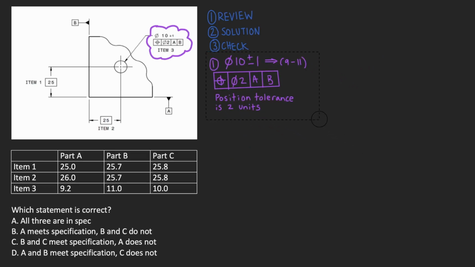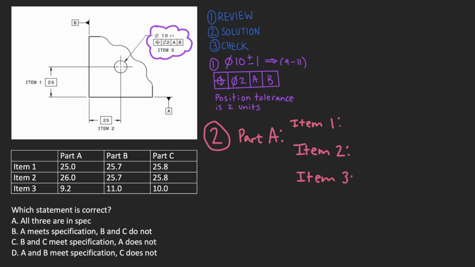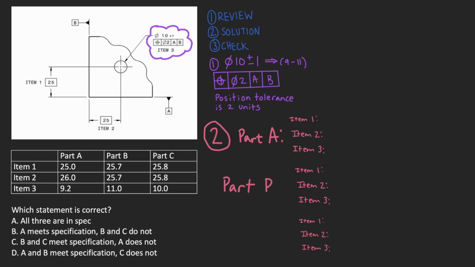Now let's move on to our solution. Really all we need to do is list out the items for part A, part B, and part C. And we want to go through those items and see if they are in specification. So if they are within the tolerances that we are given in the feature control frame and this diameter tolerance. For part A, item 1, we're told that it's 25 units.